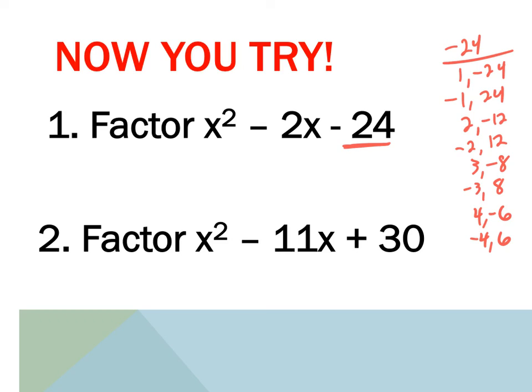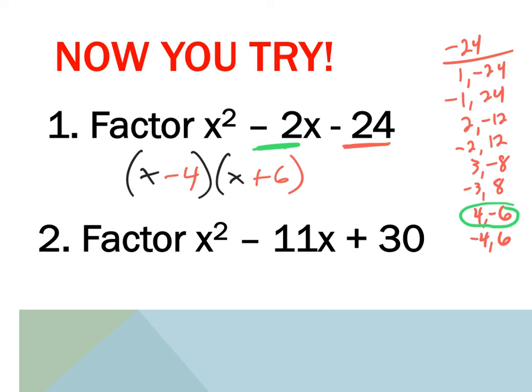And so we're looking at which ones add up to that middle term of negative 2. If you go through the whole list, you should have gotten positive 4 and negative 6. And so x minus 4 and then x plus 6 would have been your final answer there.